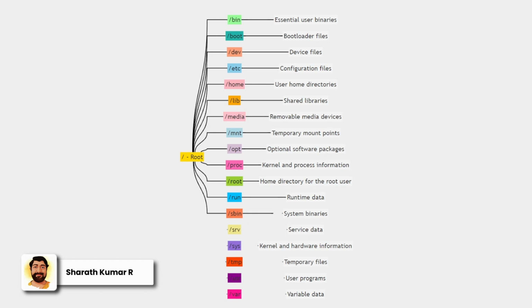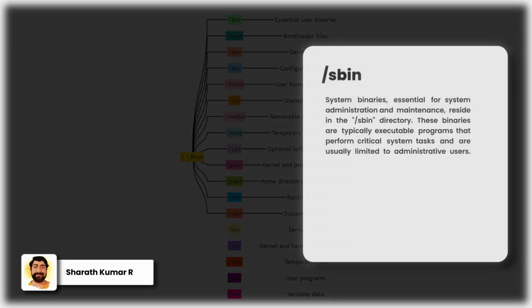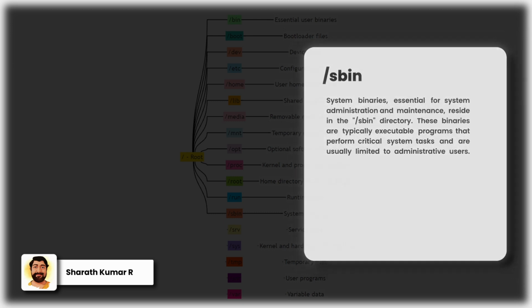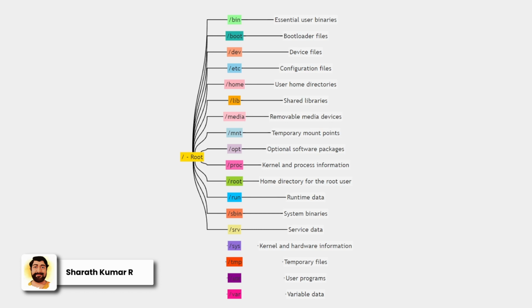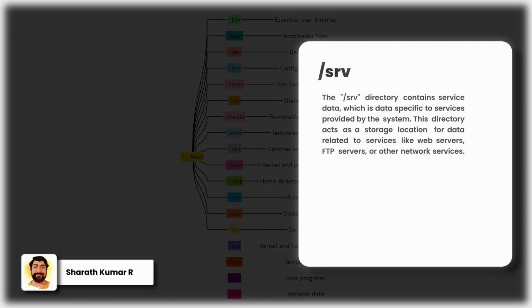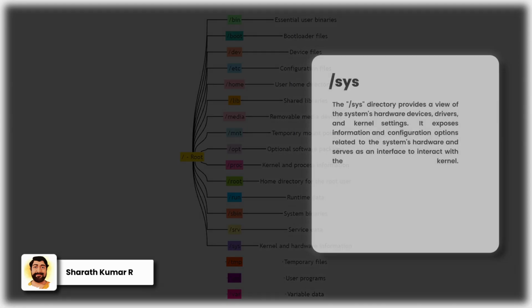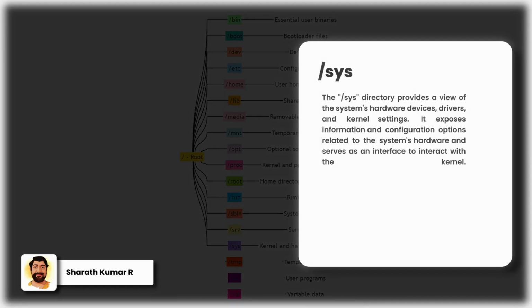System binaries, essential for system administration and maintenance, reside in the sbin directory. These binaries are typically executable programs that perform critical system tasks and are usually limited to administrative users. The srv directory contains service data, which is data specific to services provided by the system. This directory acts as a storage location for data related to services like web servers, FTP servers, or other network services. The sys directory provides a view of the system's hardware devices, drivers, and kernel settings.